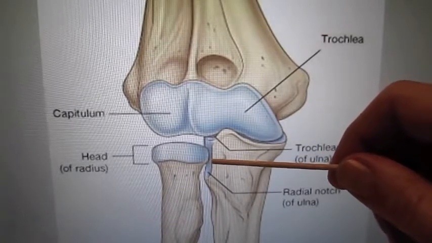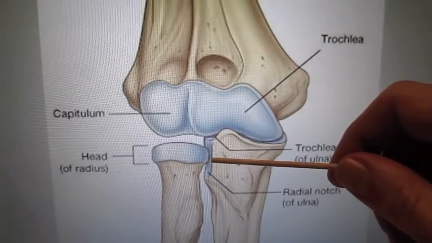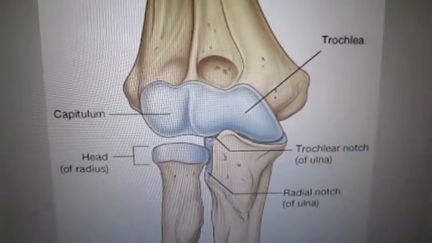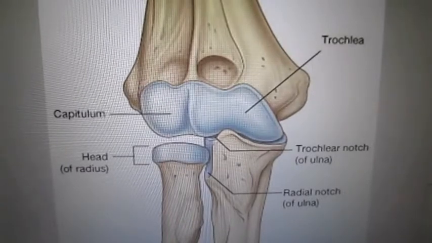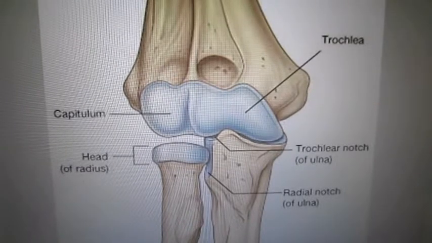The head also articulates with the radial notch of the ulna. The head helps the forearm pivot and flex at the joint of the elbow. This site also serves the proximal radio-ulnar joint, which is responsible for pronation and supination.